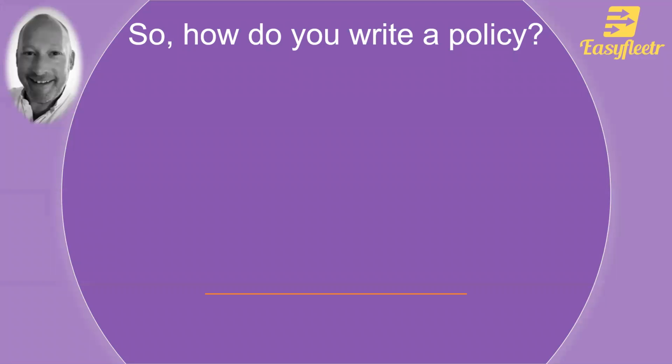We're going to start with the question that I get asked a lot. How do you actually write a policy? You've got a blank sheet of paper or a blank laptop. Where do you start? Well, the first and most important thing is you need to think about what you want your policy to achieve. What's the objective? What are you trying to do? Once you've got that in your head, write it down and then use that as the basis for writing your policy.